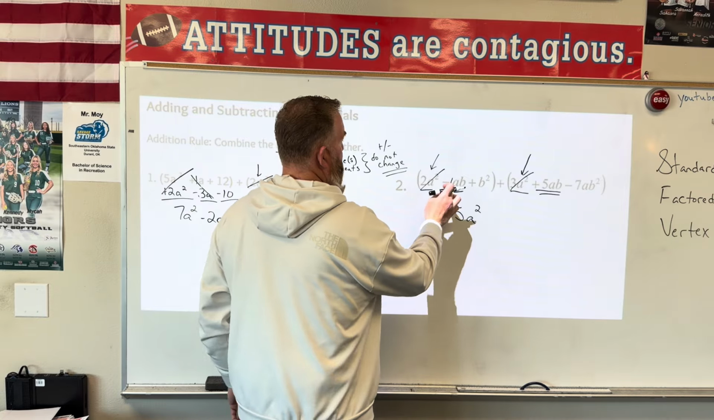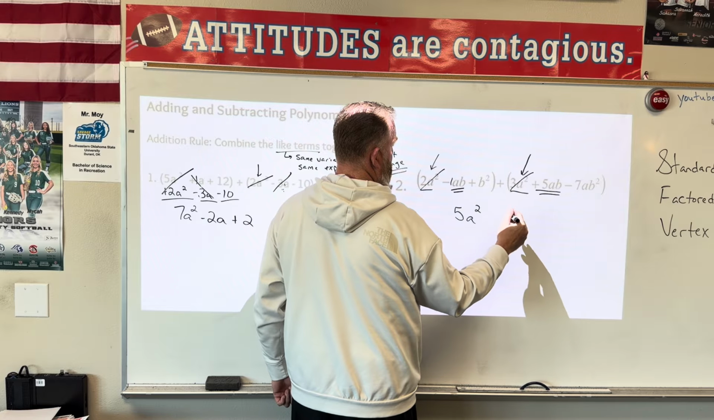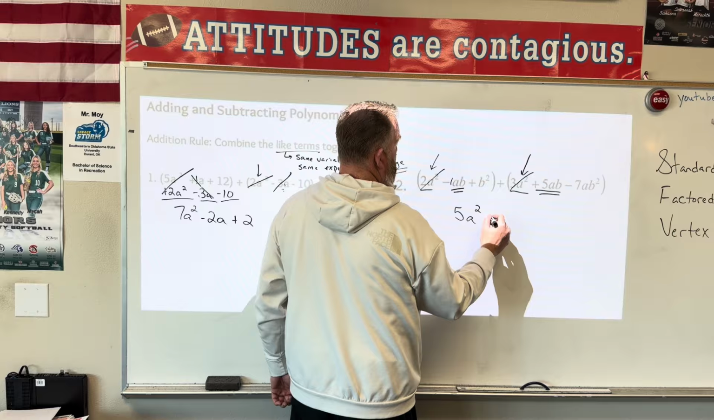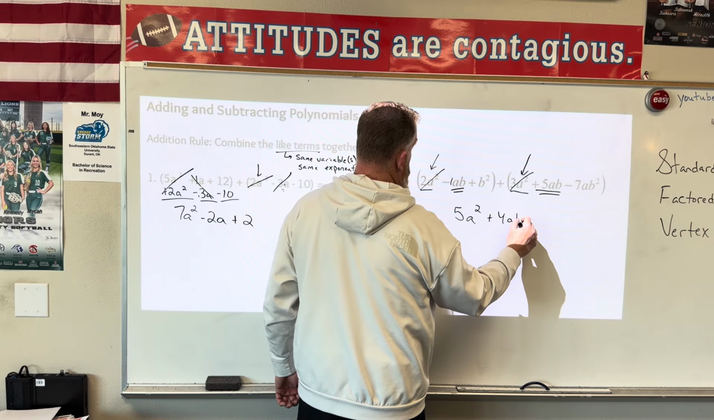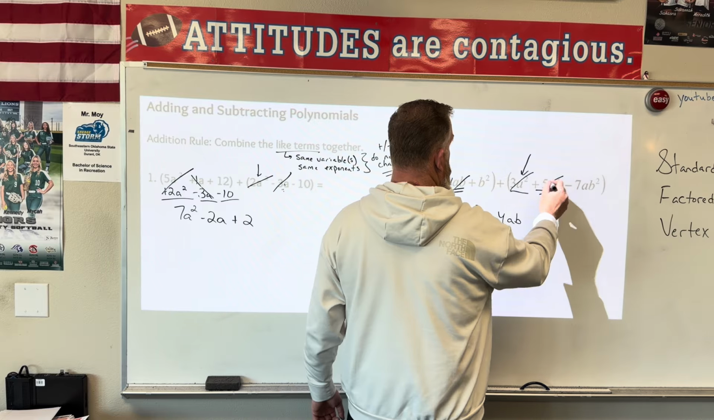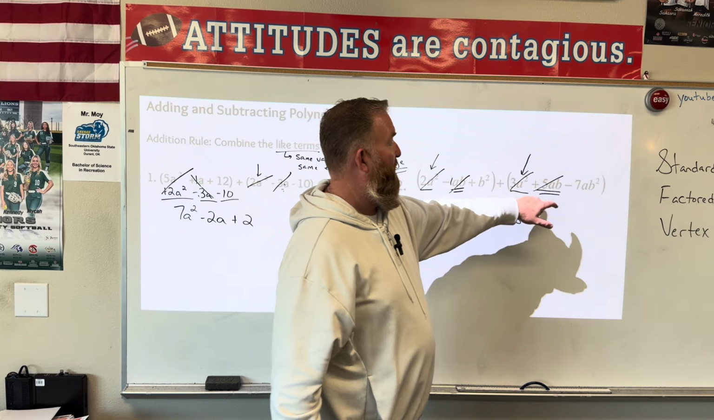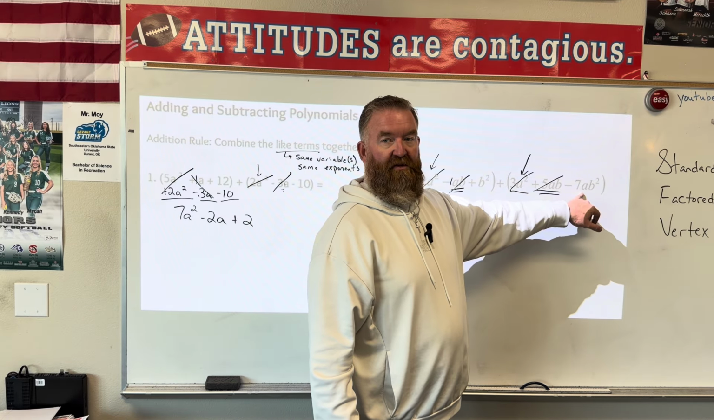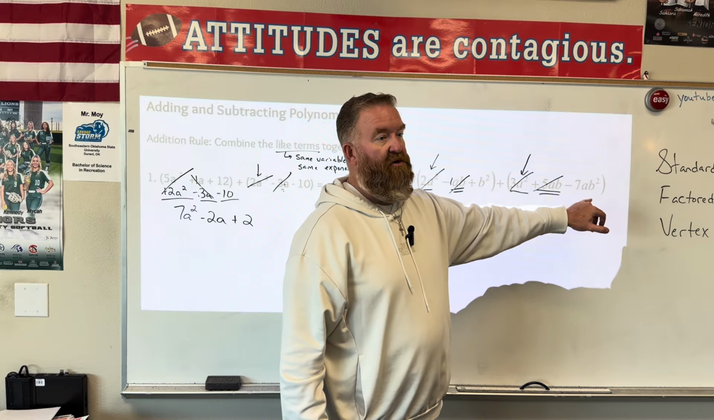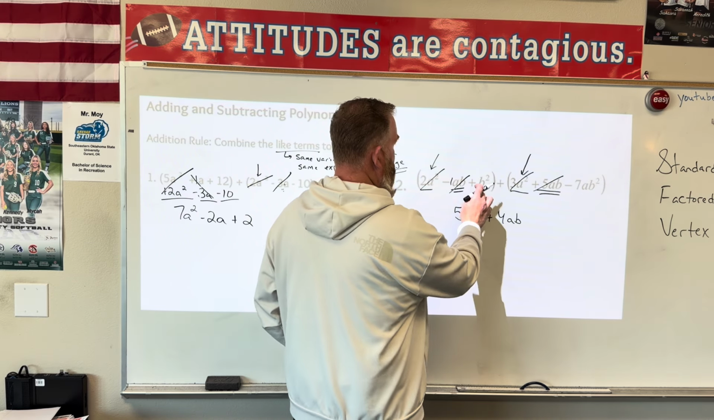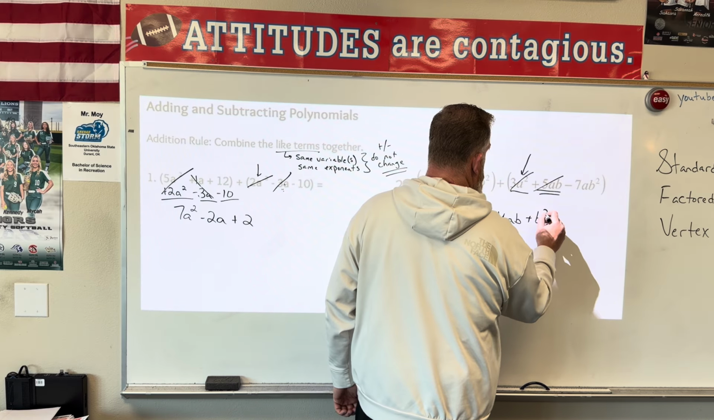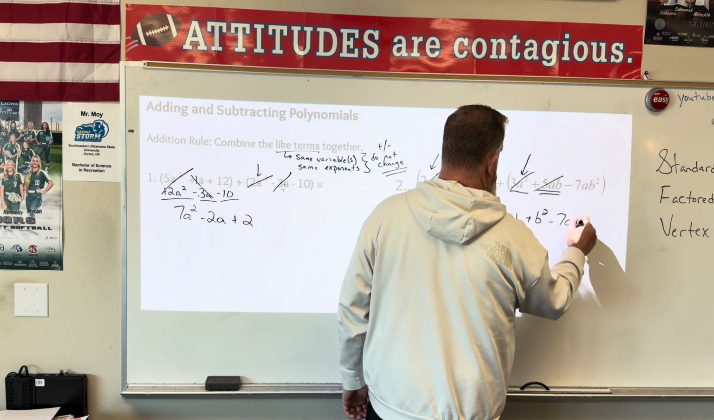So what do we got? We got -1 and a positive 5, correct? What is that? Positive 4 what? What do they both have? ab, yes? Everybody with me? Now, I have a b squared and I have a -7ab squared. Do they match? So what do I do? I bring them down, keep them, and make them part of the answer. So I have a positive b squared and a -7ab squared.